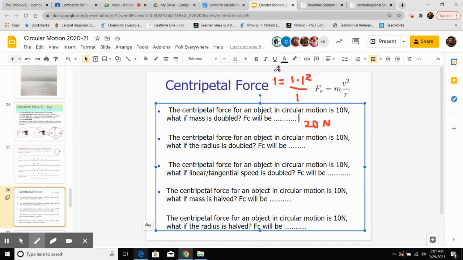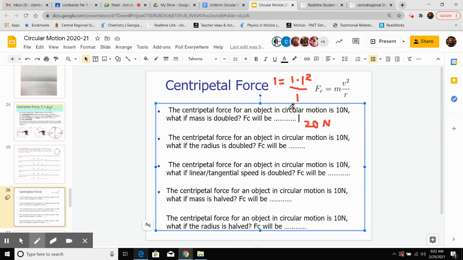So this is the force, F sub C, centripetal force. This is mass, velocity squared, and radius. So whenever they're saying something happens here, you can change that value. You can change it from being a one to whatever that thing is. If it's triple, you would make that one a 3. If it was doubled, you make it a 2. If it's halved, you can make it a 0.5, and then just plug it out through there.